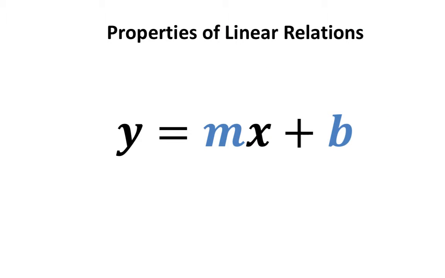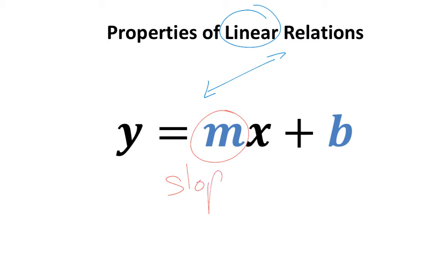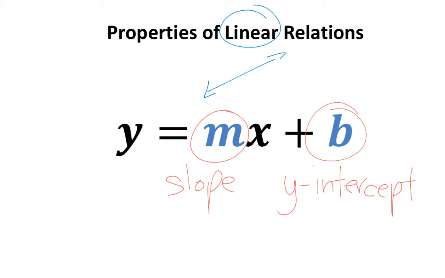Let's reflect on what we learned about linear relations. A linear relation, when graphed, resembles a straight line. Meanwhile, the general equation of a line in slope-intercept form is y equals mx plus b. If you recall, m represents the slope and b represents the y-intercept. We're going to be seeing y-intercepts once again, but we are not going to talk about slopes during this topic.